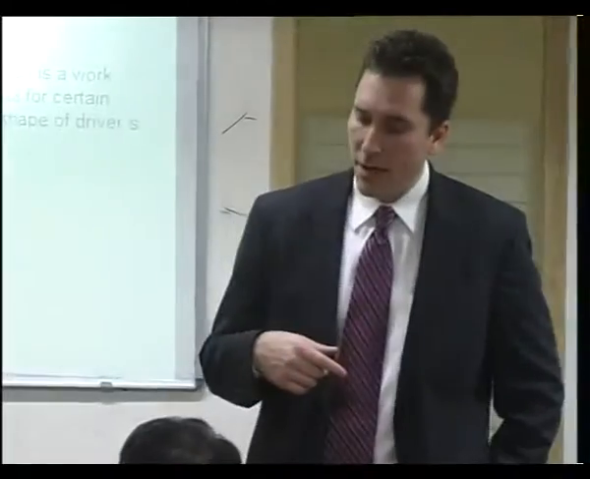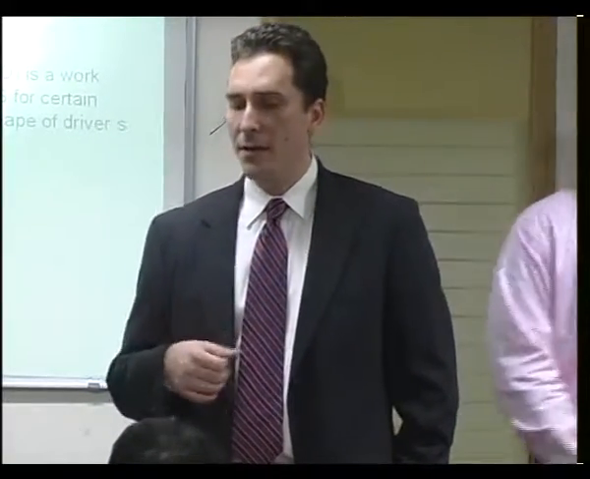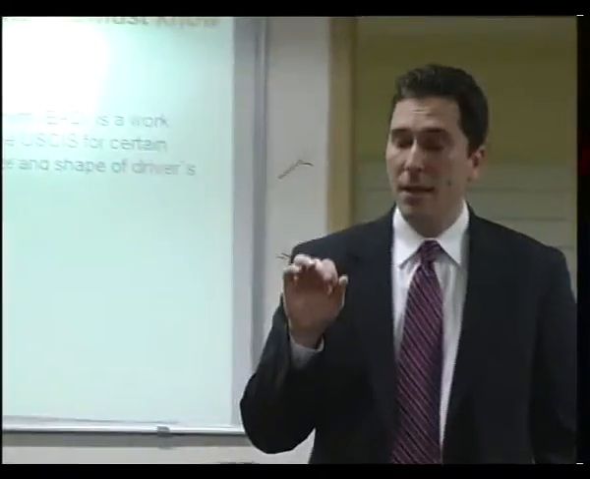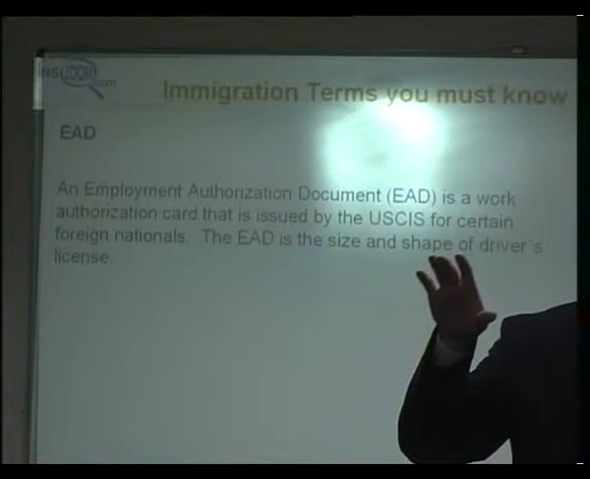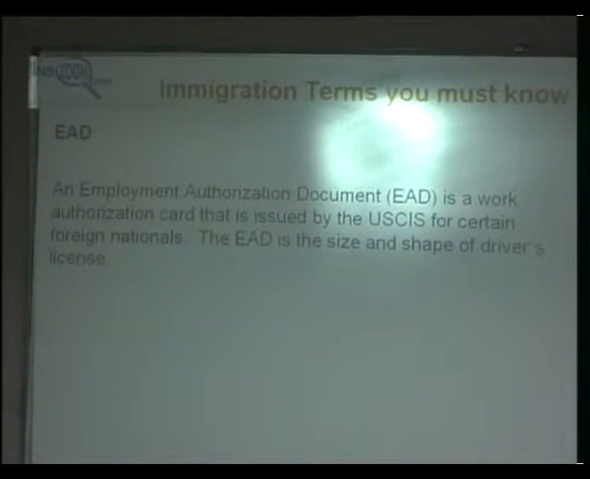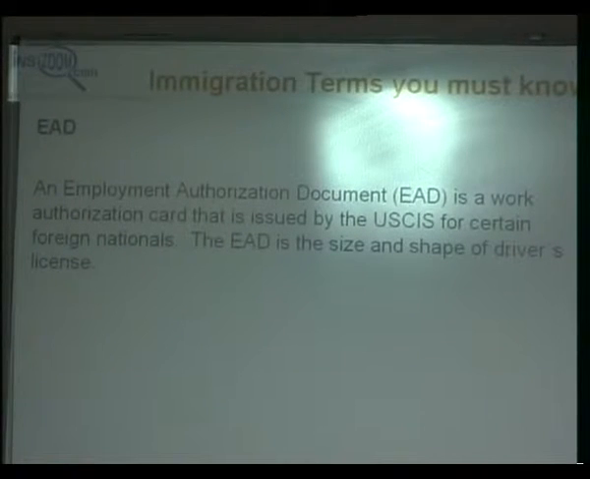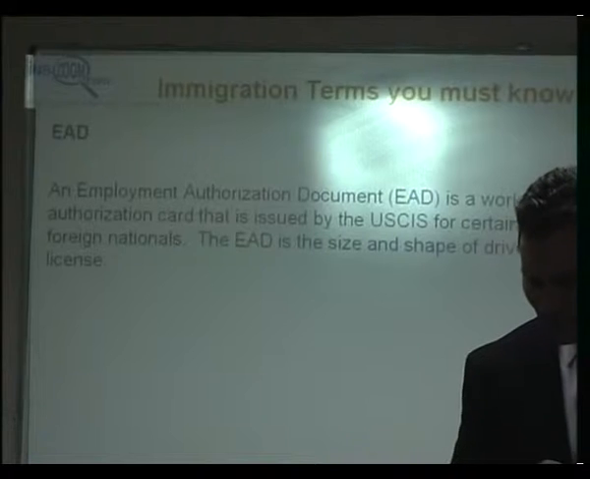EAD is a term you'll hear. It stands for Employment Authorization Document. It's a work permit. It's a card that is given in certain cases for immigration, and it allows people to work in the United States, typically when they are advanced into the green card process. At the final stage of the green card process, they get an EAD card, and it's like a driver's license. Their face is on there, and it has a code on the back, so it could be scanned and things like that.